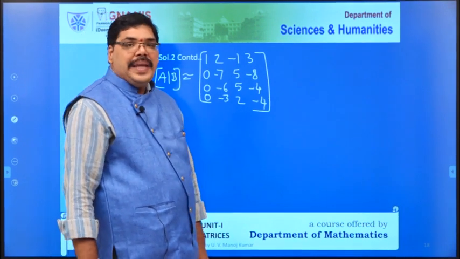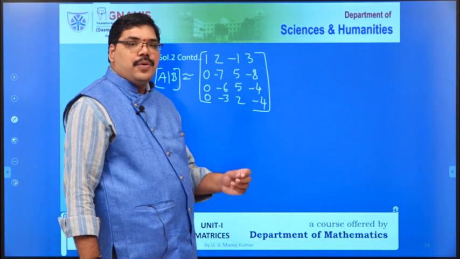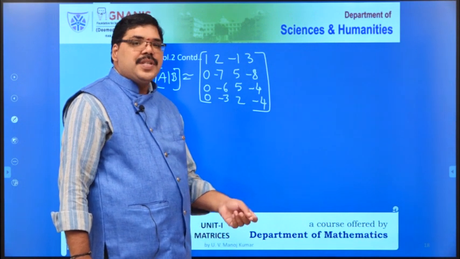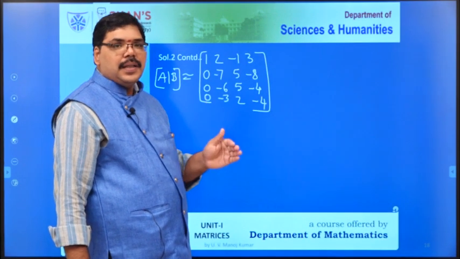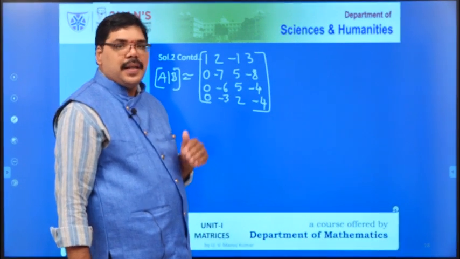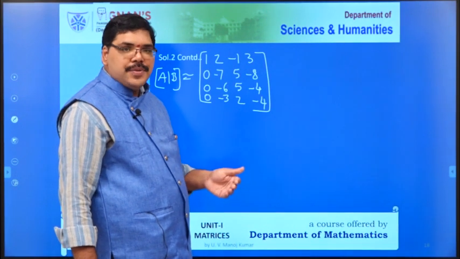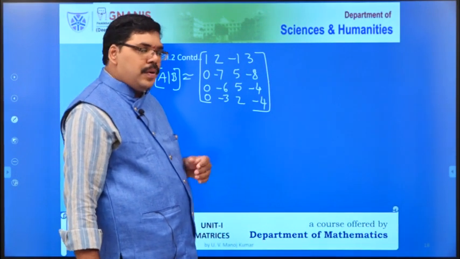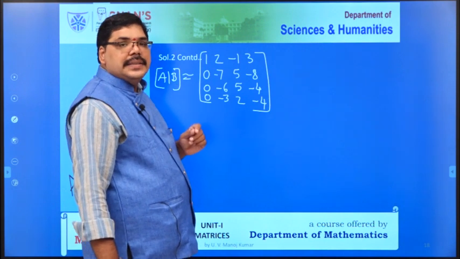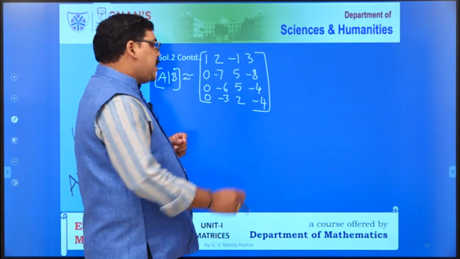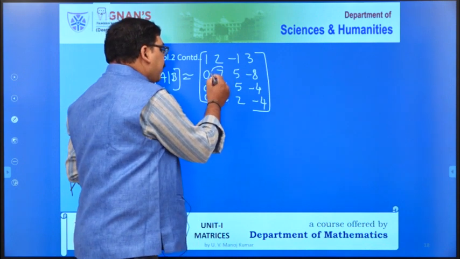Now we want to make the elements of the rows which are in second position into zeros. Not all, only the elements which are below the diagonal element, because we want to reduce the matrix AB into echelon form. See here, second row diagonal element is minus 7.